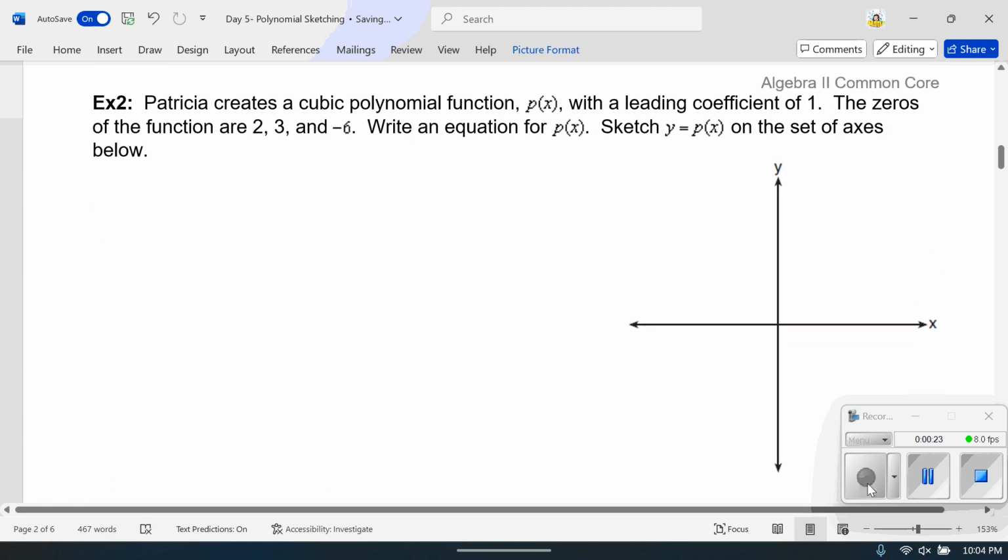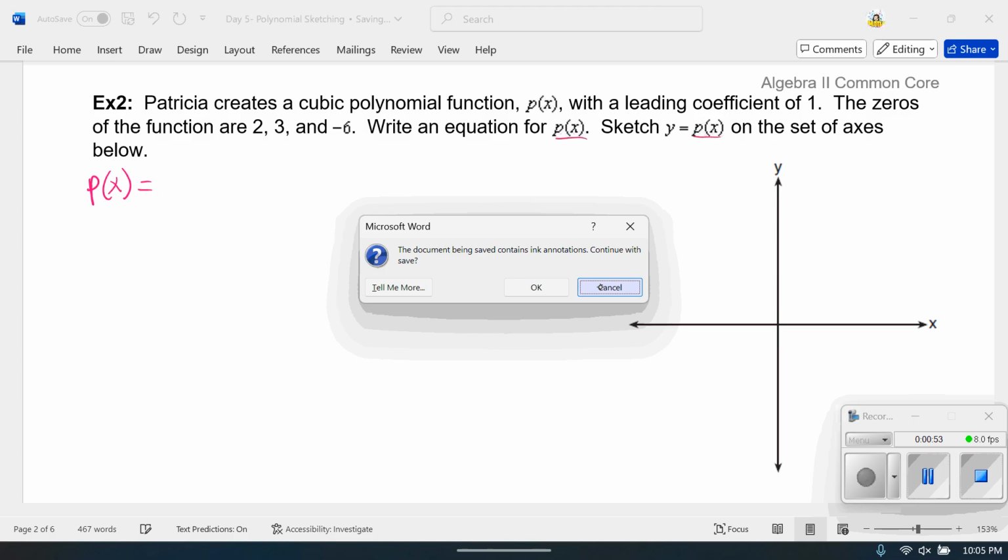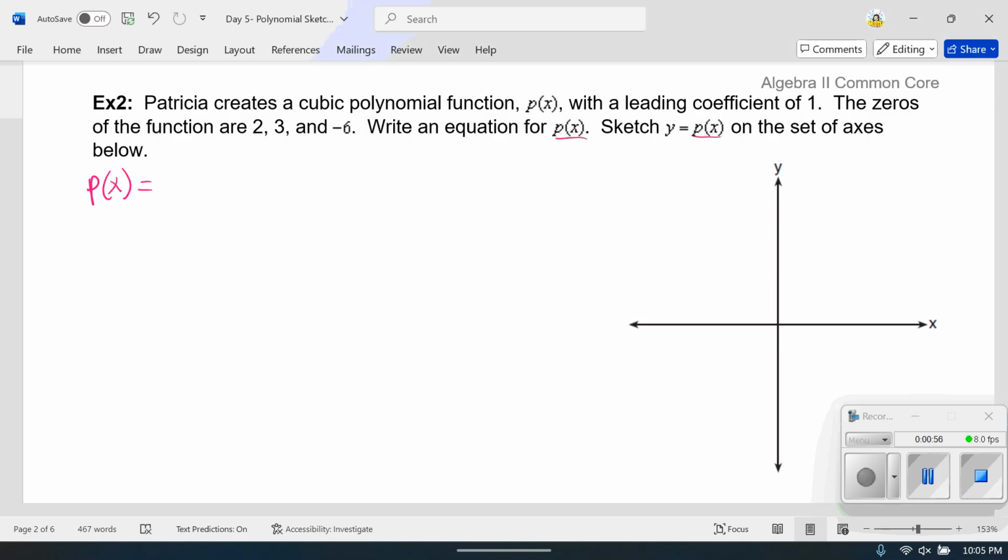We have Patricia creates a cubic polynomial with a leading coefficient of 1. The zeros of the function are 2, 3, and -6. They want you to write an equation and then sketch the equation. So in order to write an equation, first of all, what's very important is you actually use what they tell you to use. They're saying use P of X, and if you don't use that, you will lose points. From there, they give you several zeros.